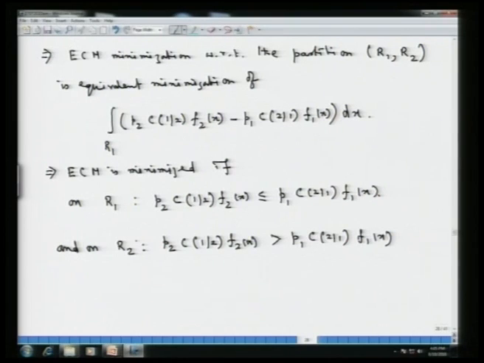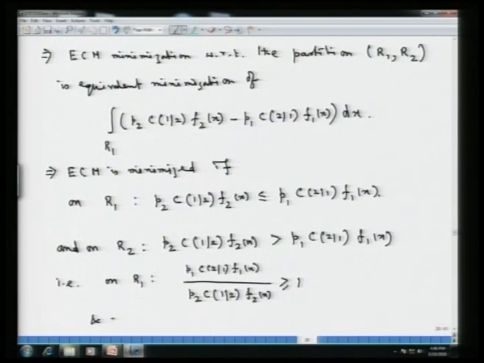So, this R1, R2 partition is a set of all x's such that this quantity is less than or equal to the right hand side. That is the region of all x's for which x is going to be classified into pi 1, and this is the set of the complementary x's for which this expression is strictly greater than the right hand side here. In other words, on R1 we will have P1 C(2|1) f1(x) divided by P2 C(1|2) f2(x) greater than or equal to 1, and on R2 the same quantity is less than 1.